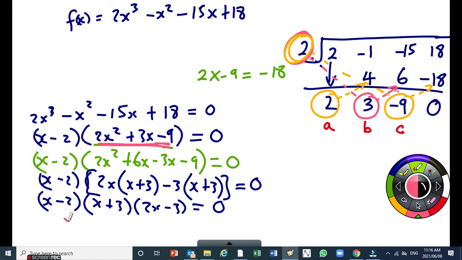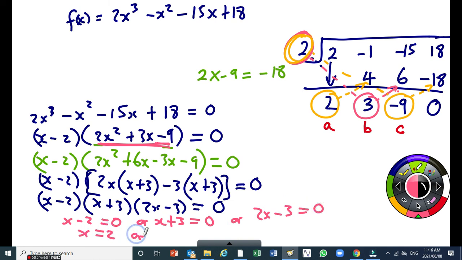Right, from here now, we equate x minus 2 to 0, we equate x plus 3 to 0, and we also equate 2x minus 3 to 0. What this means is our x is going to be 2, the other one is going to be minus 3, and the third one is going to be x equal to 3 over 2. Then we are done. I've solved the cubic equation. If you take minus 3 to the right, divide by 2, you get 3 over 2.